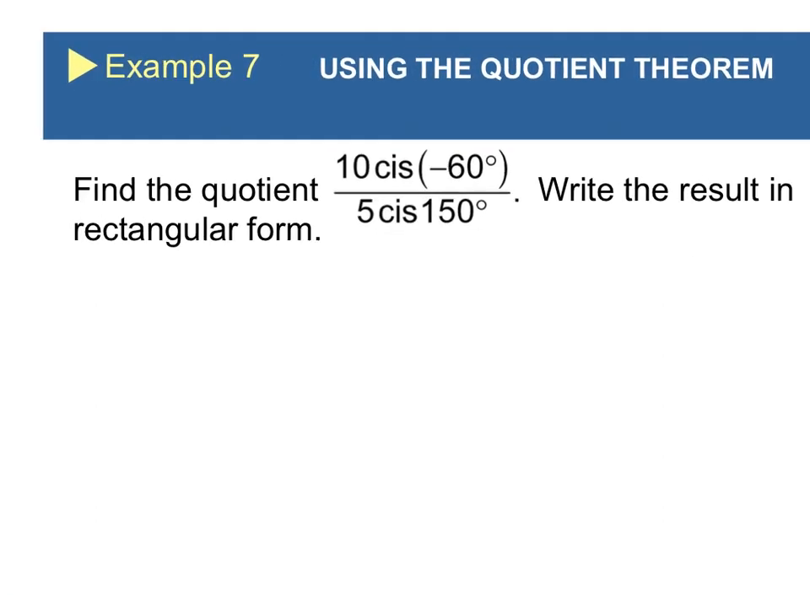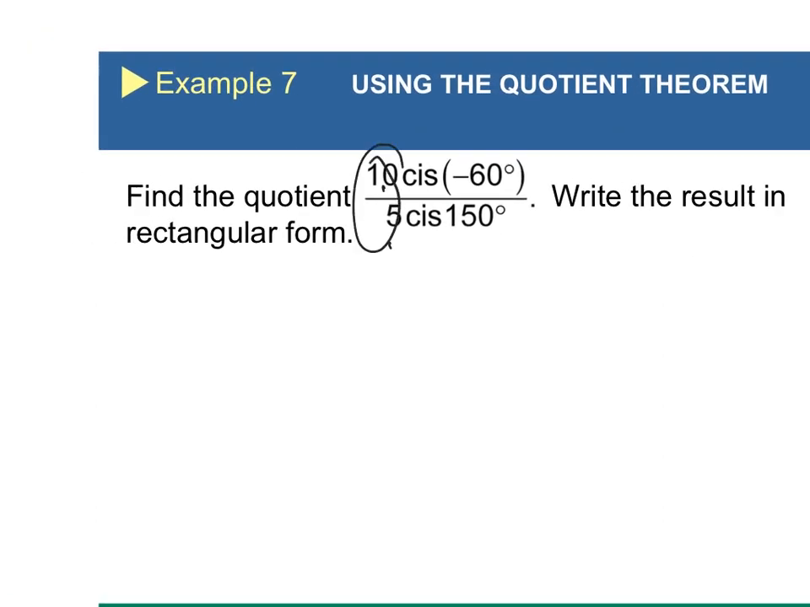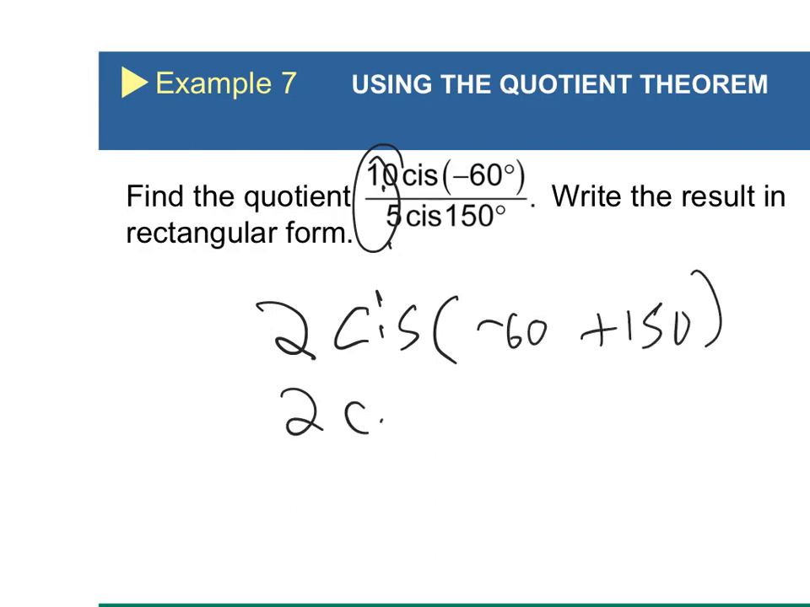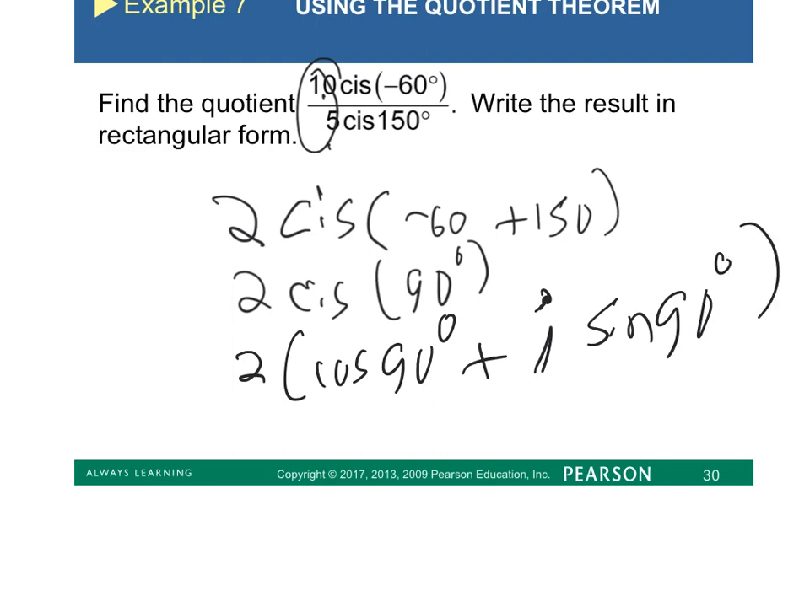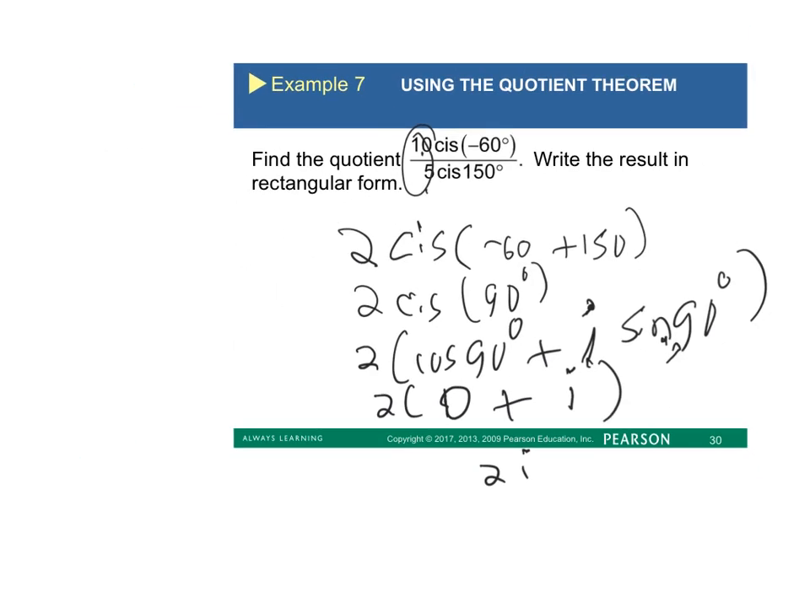Good. So we know for a fact we got 10 over 5. That's a 2. Cis of negative 60 plus 150. That's 2 cis of 90. So that means 2 times the cosine of 90 plus my i times the sine of 90. Cosine of 90 is 1, so that's 1 plus sine of 90. I'm sorry, cosine of 90 is 0. Sine of 90 is 1, so that's 1i. Leaving 2i as my answer. That's the story I'm sticking with. Let's see.